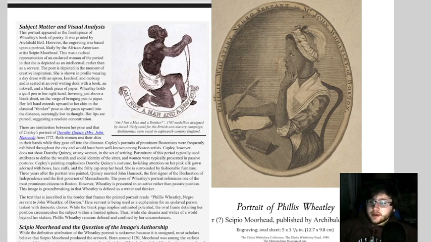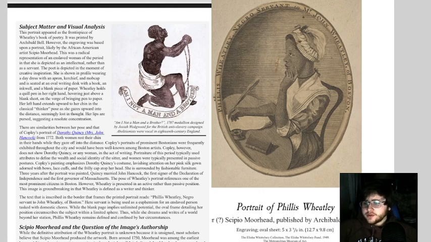Portraiture of this period typically used attributes to define wealth and social identity of the sitter, and women were typically presented in passive postures. Copley's painting emphasized Dorothy Quincy's costume, lavishing attention to her pink silk gown adorned with bows, lace cuffs, and frilly cap atop her head. She is surrounded by fashionable furniture. 3 years after the portrait was painted, Quincy married John Hancock, the first signer of the Declaration of Independence and the first governor of Massachusetts.